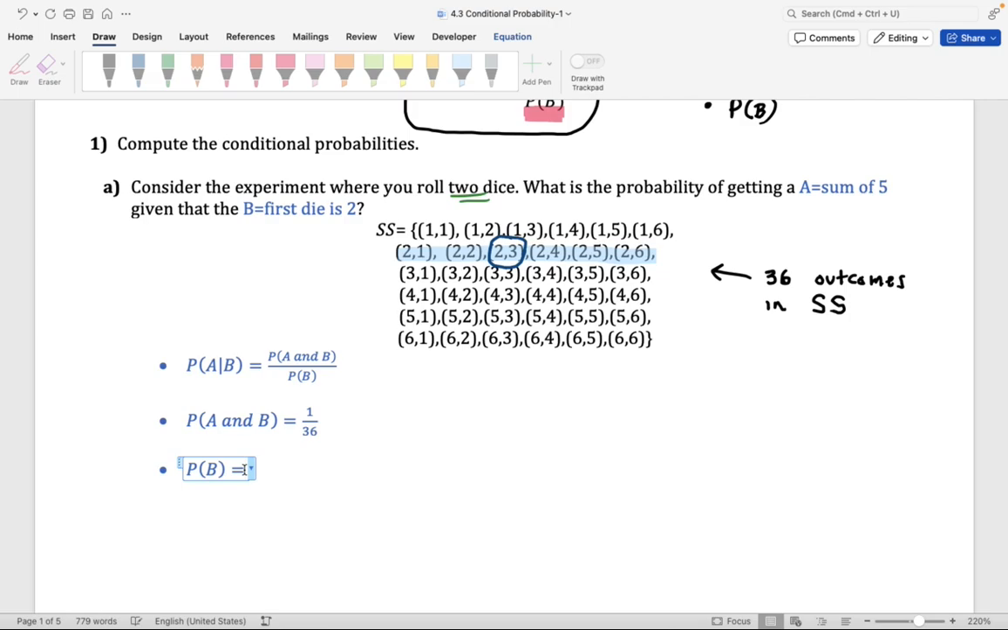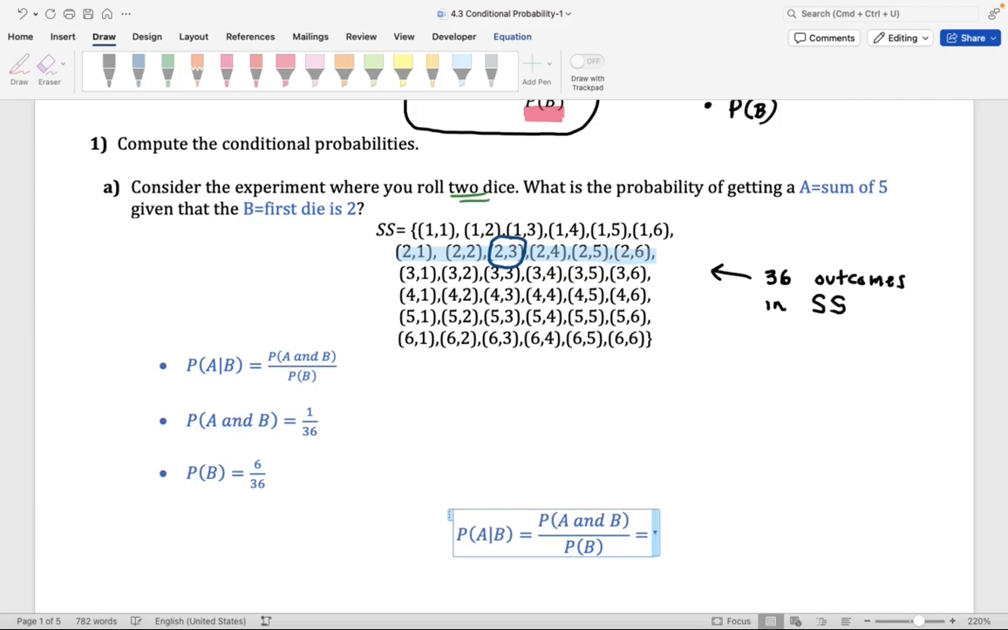Now, what about the probability of B? The probability of B is the probability of the first die being a 2. Here in the numerator, we need the number of outcomes where we can get a 2. Notice there's a total of 6 outcomes where we roll a 2 first. So here we're going to have 6 different ways of rolling a 2. Now, on the denominator, we need the number of outcomes in the sample space. That is 36.